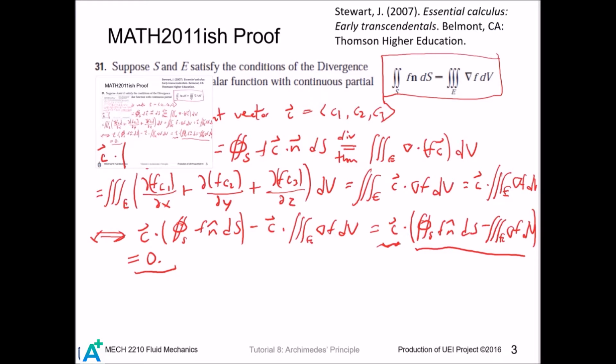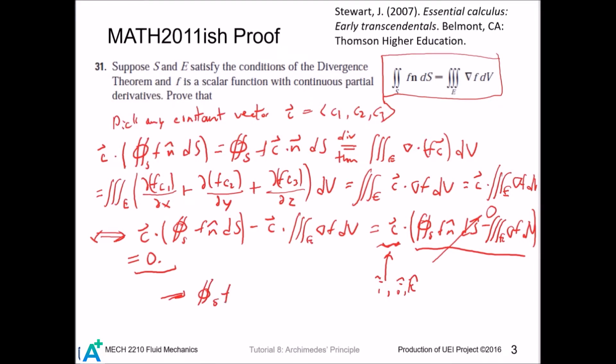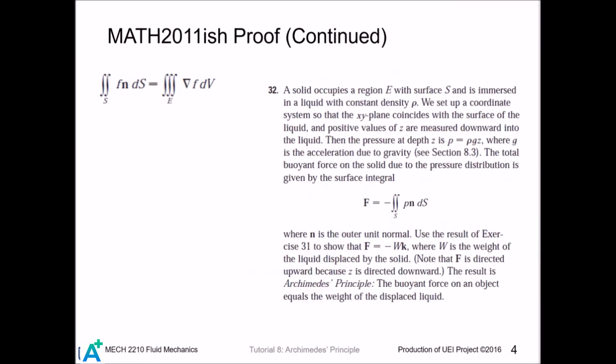So you can take the constant vector to be any orthogonal basis, say i, j, k. And we must conclude that this thing goes to 0, equals this thing. So with the formula we just proved, we show that this integral equals this force.